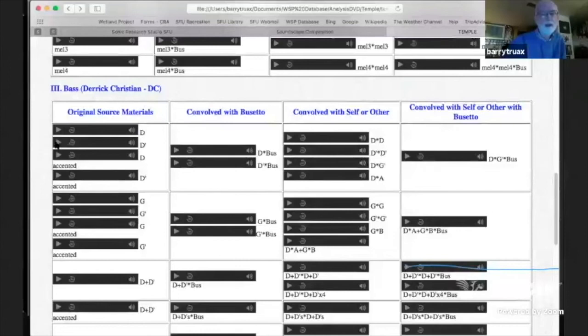This is the basso, Derek Christian's, a low D and a high D together. Now we're going to put him in that church, and I don't even have to fly him over to do it.